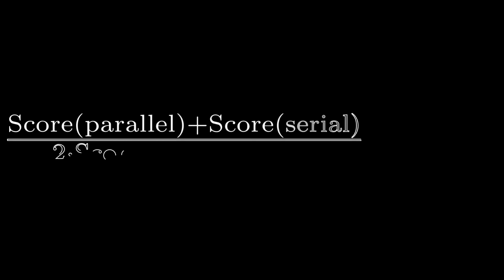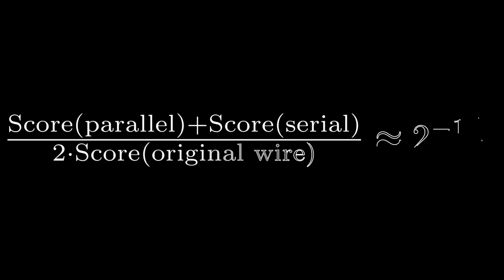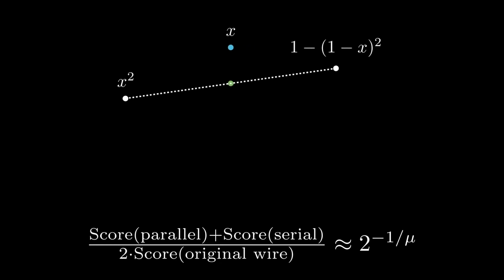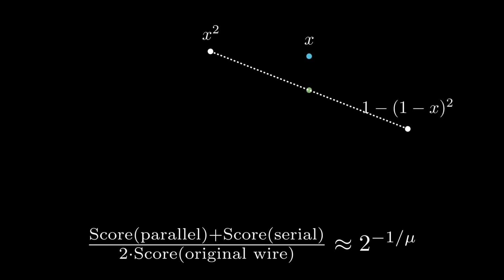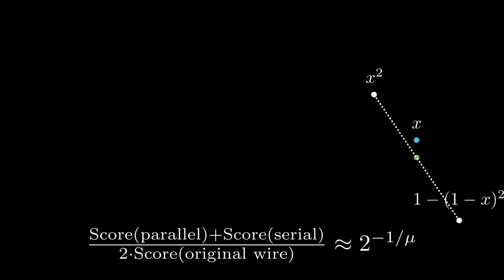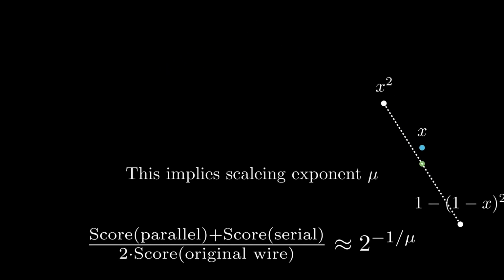To see the relation, suppose that the score function satisfies that the score of the parallel plus the score of the serial divided by twice the score of the original wire is 2 to the negative 1 over mu. We can visualize this quotient as follows. Pick a point on the score curve, pinpoint the serial point, pinpoint the parallel point, and then take the midpoint. Then the quotient is the ratio between the heights of the green and blue dots. That will imply that the scaling exponent of polar code is mu.